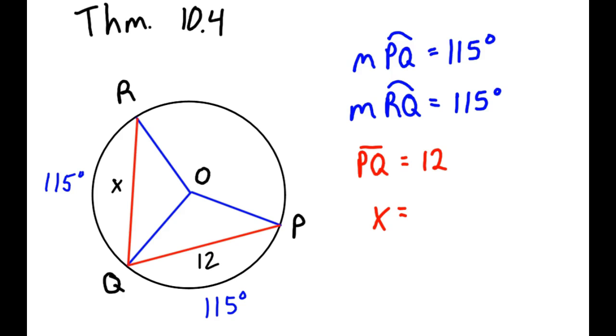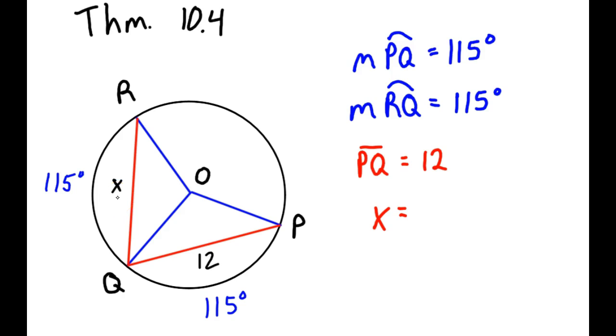So we can see we have points along the circle R, P, and Q, and the center of the circle is O. We have two arcs that are formed. We have arc PQ, which is 115 degrees, and arc RQ, which is also 115 degrees. We have the chord QP, which is 12 units, and we have the chord QR, which is length X. That's what we're trying to find.